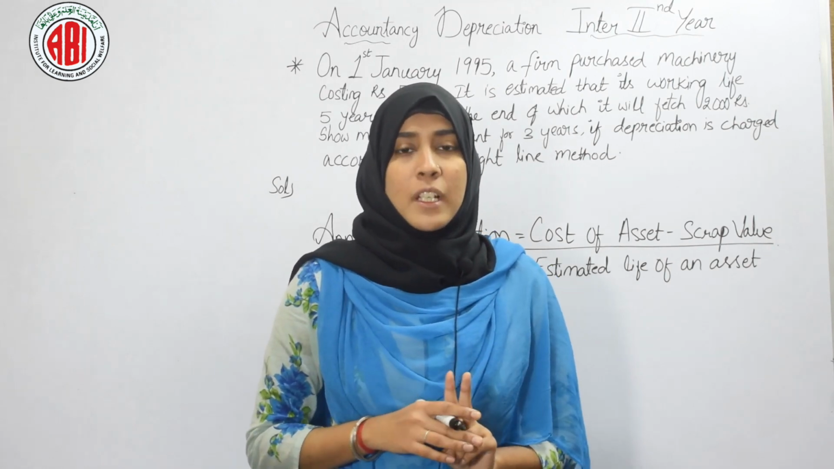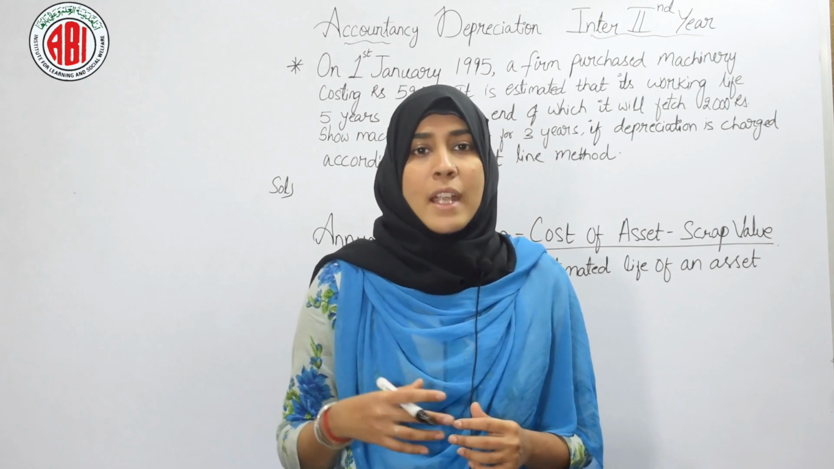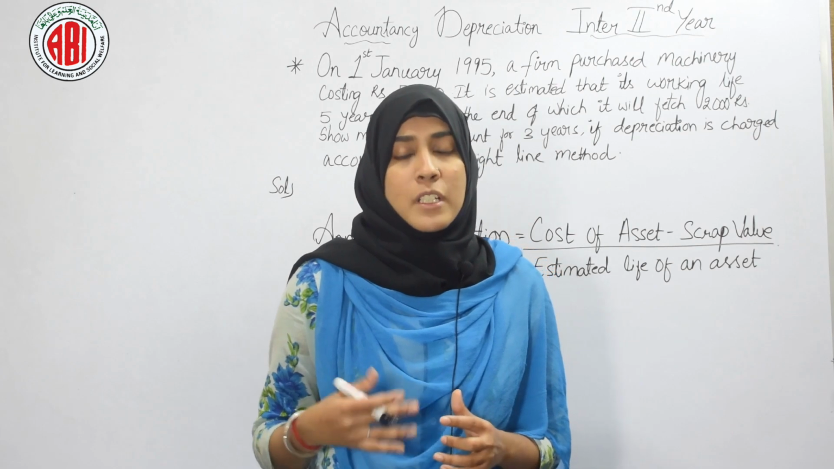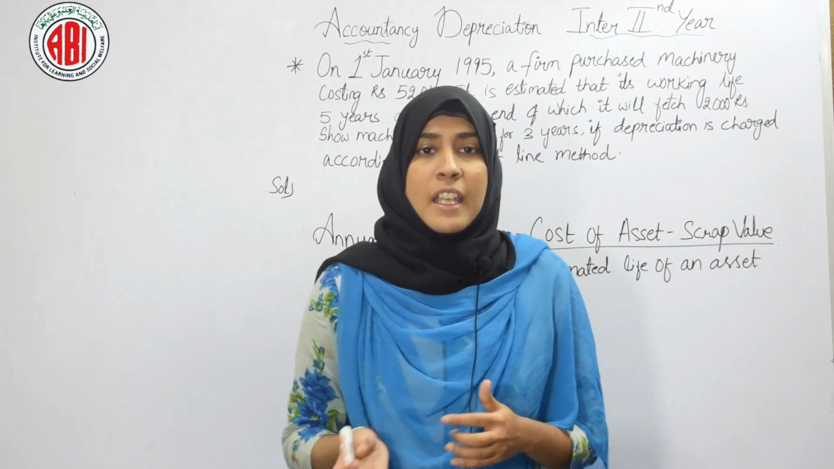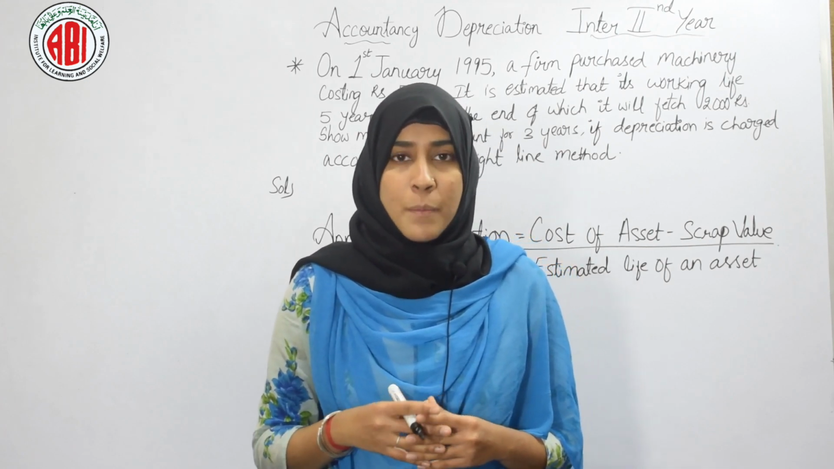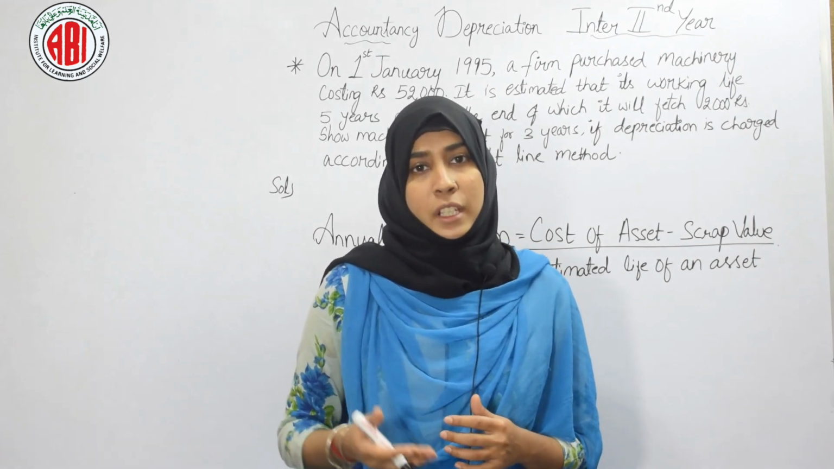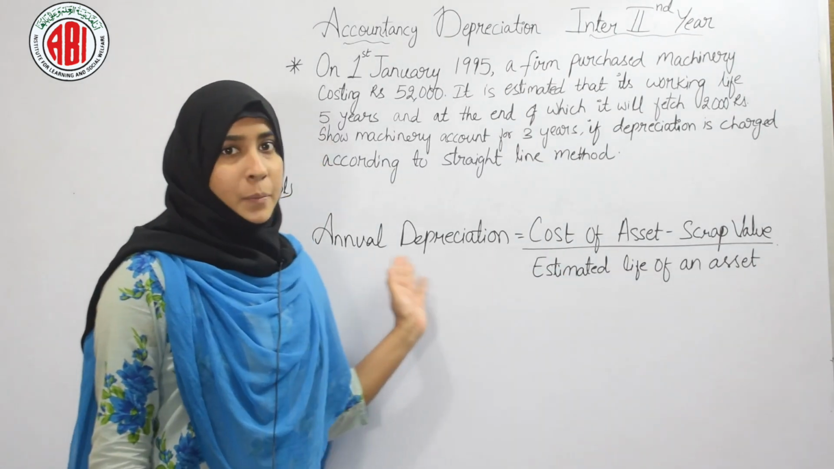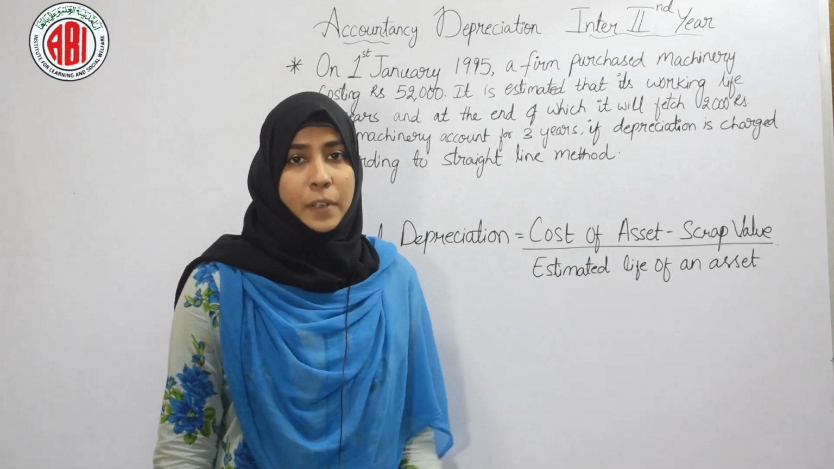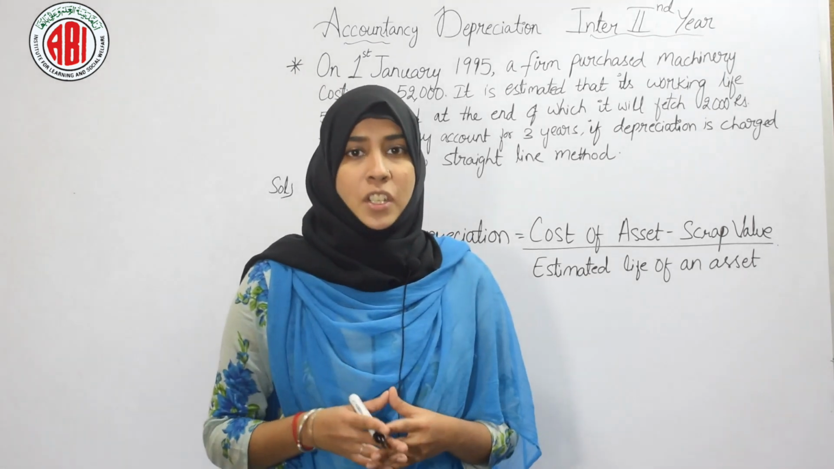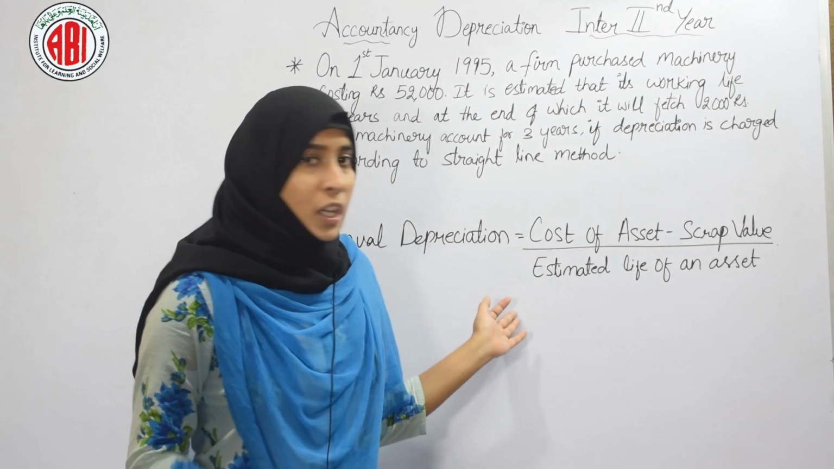Two types of problems will come in your examination with this straight line method. The first is, provide 10% depreciation or 5% depreciation, means here the rate of depreciation will be given to you. Whereas, in another, the rate of depreciation will not be given to you. In such a case, you have to calculate the rate of depreciation by using the following formula. That is, annual depreciation equals cost of an asset minus scrap value divided by estimated life of an asset. So, if the rate of depreciation is given, that is well and good, and if the rate of depreciation is not given, you have to use this formula.